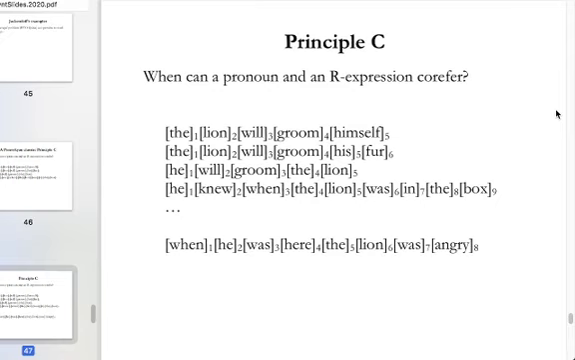So check out this extra sentence here, the fifth one down. When he was here, the lion was angry. Interestingly, the pronominal element he is word two, and it precedes the R expression the lion, that's five and six, yet no problem with coreference here. In order to see this, you basically need a sentence with an embedded clause, at least two clauses. So there's two clauses here. When he was here, the lion was angry.